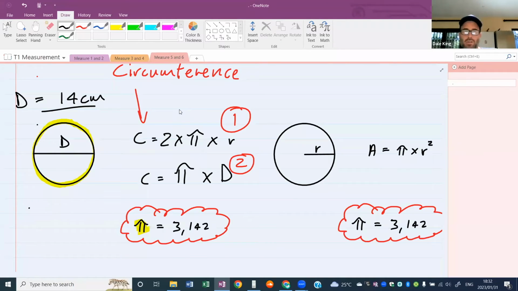Okay. Pi has got no units. It's unitless. It's got nothing to do with the units in the answer. It's based on the dimensions, diameter or radius that they give you in the question. All right. I hope that answers your question, Sakila.